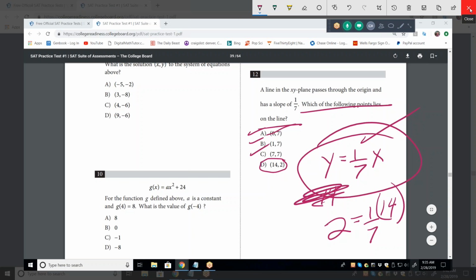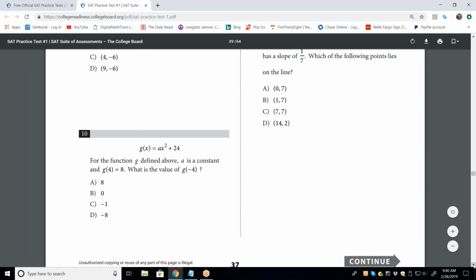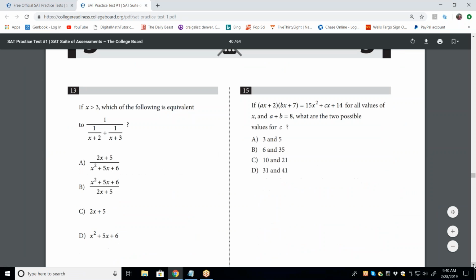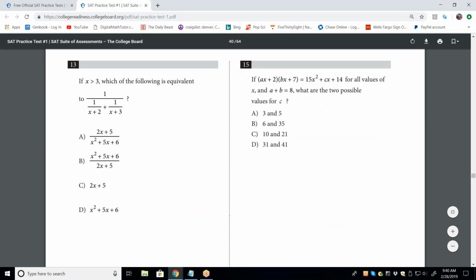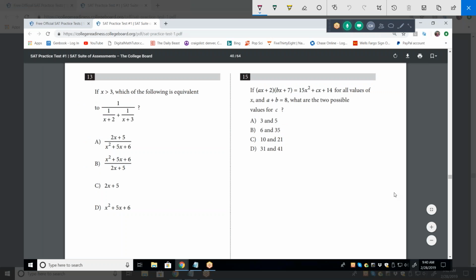Okay. Now we're definitely in the harder part of the question. At least now we are. These are going to be the most difficult.